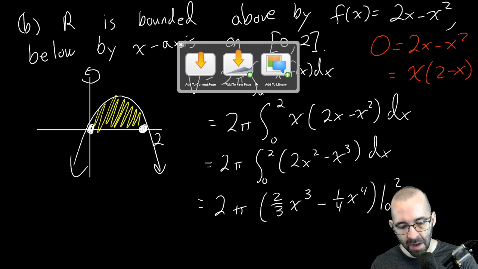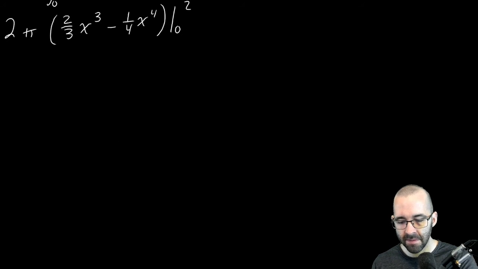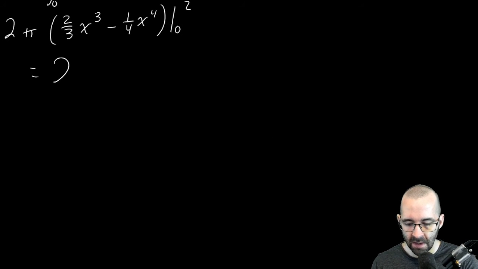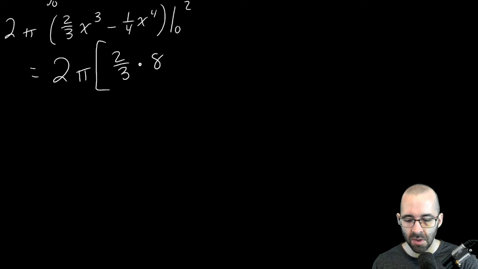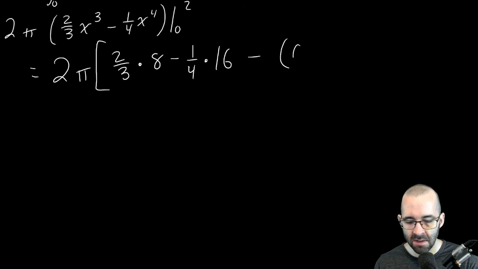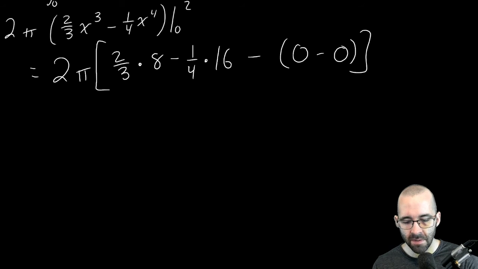And then we just evaluate and don't make silly mistakes. Leave that 2 pi out in front. It's going to be much easier if you do that. Plug in 2. We're going to get 2/3 times 2 cubed. 2 cubed is 8. Minus 1/4 times 2 to the 4th, which is 16. And we subtract what happens when you plug in 0, which gives us 0 minus 0. Okay, that's fine. This whole thing is 0.